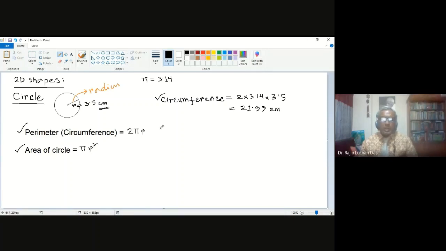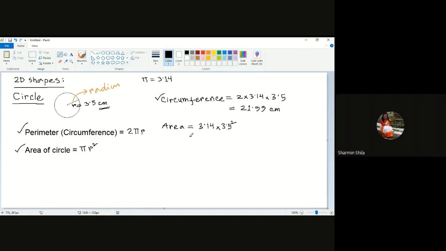Okay. And another thing is area. So how you will calculate the area? You will apply pi r square formula. So it will be 3.14 into 3.5 square. So 3.5 square means 3.5 into 3.5. Okay, very simple.